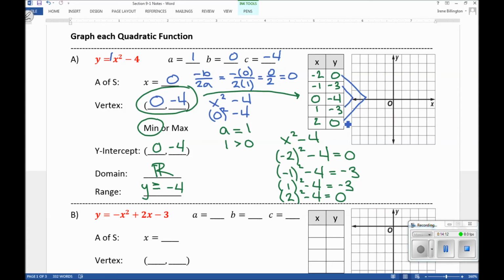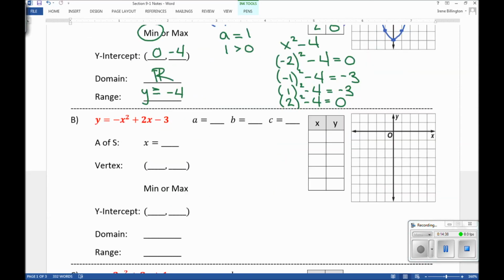Let's go ahead and graph. So we've got 5 points to put on our coordinate plane here. Negative 2, 0, negative 1, negative 3, 0, negative 4, 1, negative 3, and 2, 0. Okay, we can see that shape forming. And our parabola here is opening upwards, and our vertex is our minimum point there at negative 4. All right, got 2 more examples to go through for you.